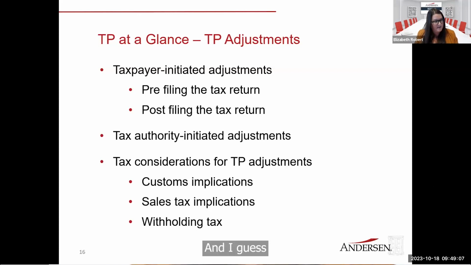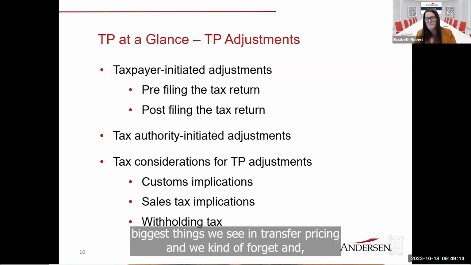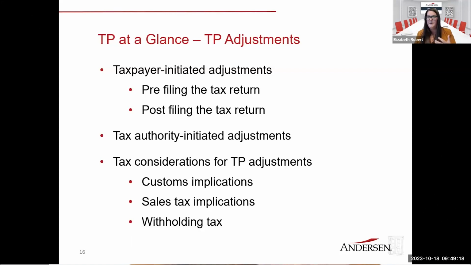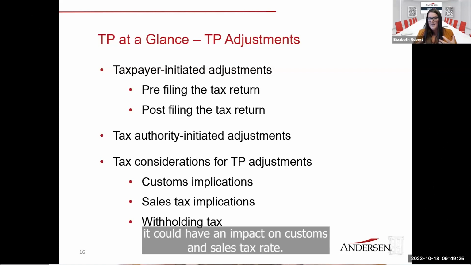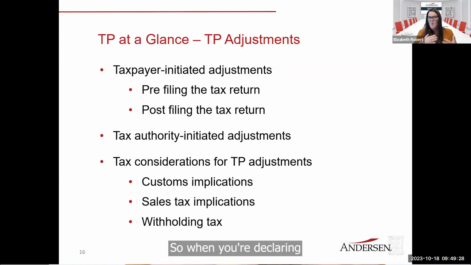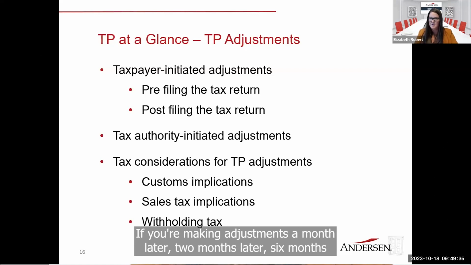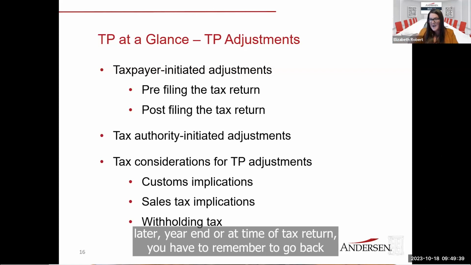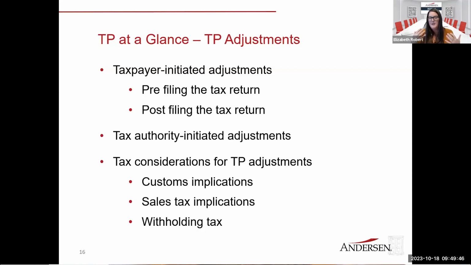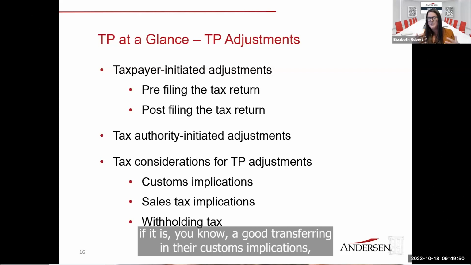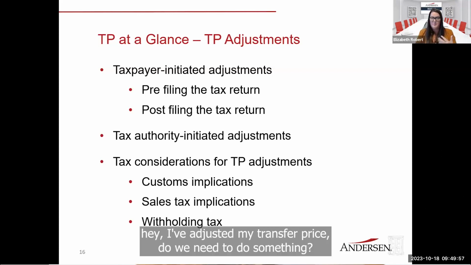And I guess one of the last thoughts here is one of the biggest things we see in transfer pricing, and we kind of forget, and can create issues: every time we make these adjustments, it could have an impact on customs and sales tax. When you're declaring your customs value at the border, it's based on the value at that time. If you're making adjustments a month later, 2 months later, 6 months later, at year end, or at time of tax return, you have to remember to go back because that customs value needs to be changed. If there are customs implications, talk to your customs broker and say, I've adjusted my transfer price. Do we need to do something?